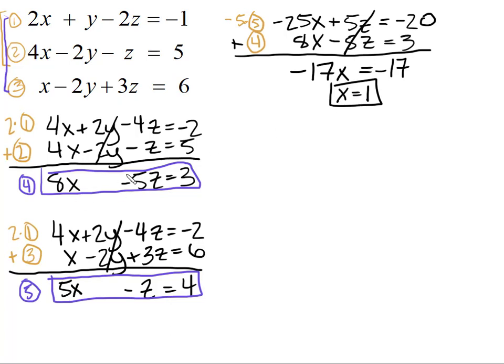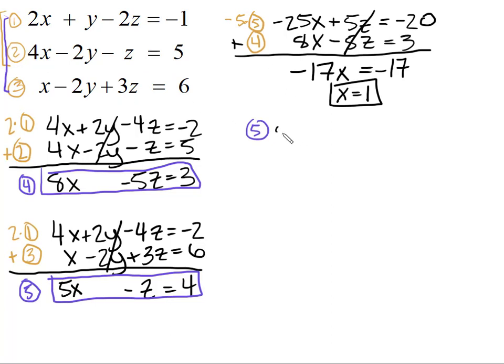In order to get my next variable, though, I need to go back to either of these 2x2s, or either equation that has x and z. So I could use equation 4 or equation 5 that I created to help me find z by substituting in 1 for x. So I like equation 5. I think it looked a little bit nicer.